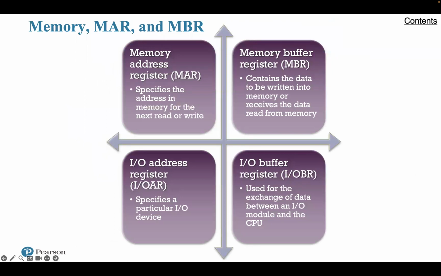And so let's talk about a couple different concepts. This is where we're going to get into some more details about memory and I/O. So we have the memory address register, the memory buffer register, the I/O address register, and the I/O buffer register. And so a couple different types of registers are part of the process. Another important component is needed as we're talking about this.